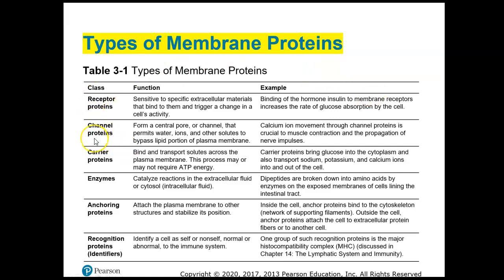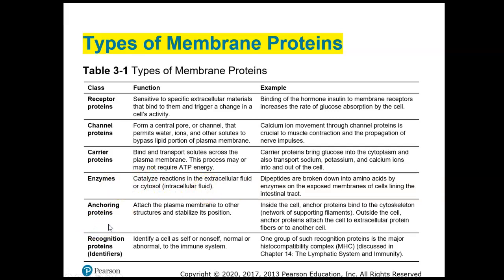Channel proteins form a channel that ions and other materials can pass through. Carrier proteins are similar to channel proteins, except the substance that's being transported actually chemically will bind to the carrier protein, and the carrier protein will then change shape, and it will bring the substance across the plasma membrane. Then we have enzymes that speed up chemical reactions.